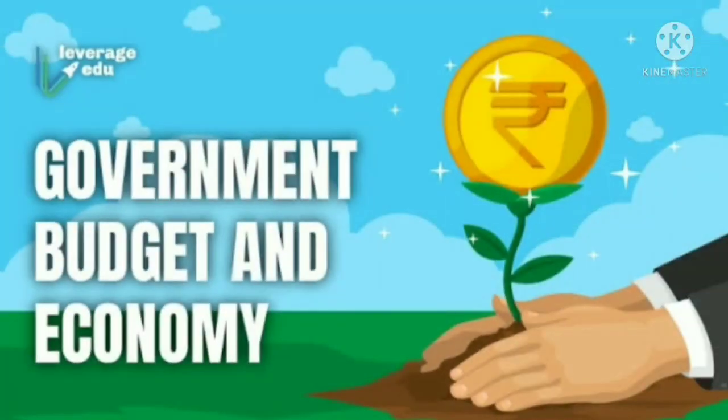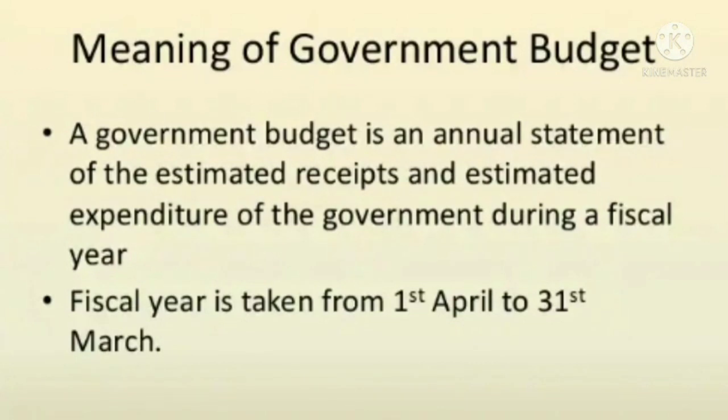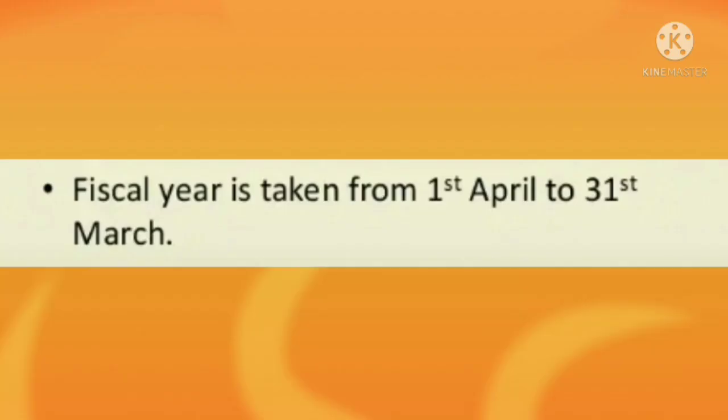This is the first series of MCQs from the chapter Government Budget and the Economy. An annual statement of the estimated receipts and expenditure of the government over the fiscal year is known as budget. What is the period of a fiscal year? 1st April to 31st March.